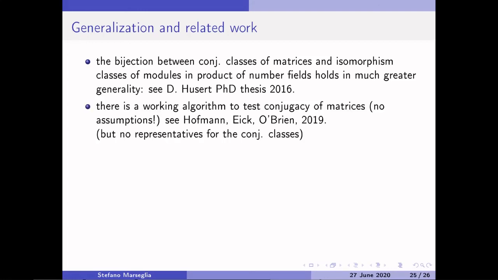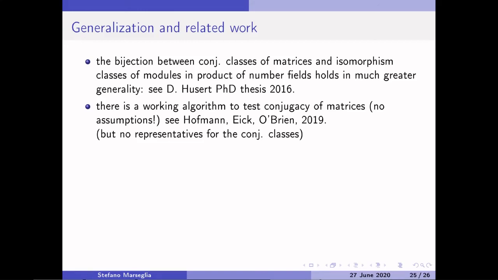Yes. Also, there is a working algorithm. There's an algorithm that works very well to test conjugacy of integral matrices with no assumptions on the characteristic polynomial. This was done by Tommy Hoffman, Bettina Eck, and Eamon O'Brien in 2019. Right, this algorithm works for any kind of matrix. So it's very general. The algorithm that I've described outperforms the algorithm in the special case when the characteristic polynomial is irreducible.